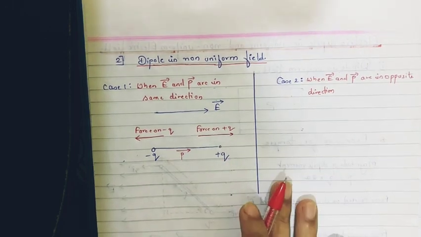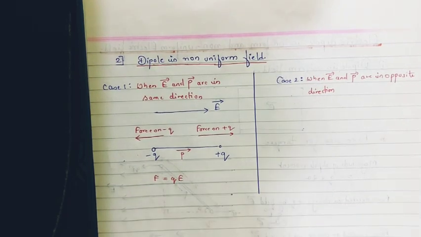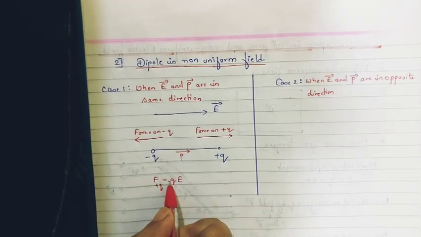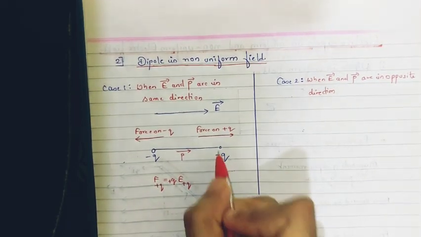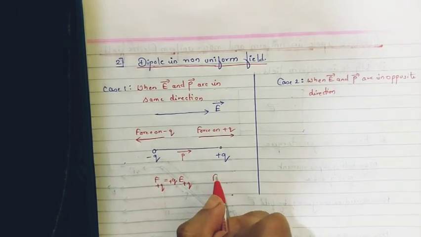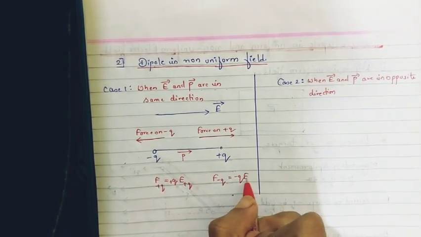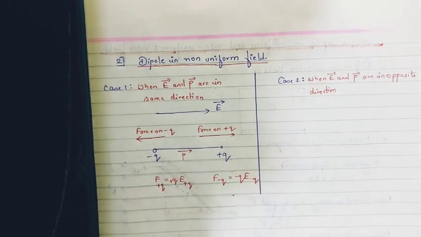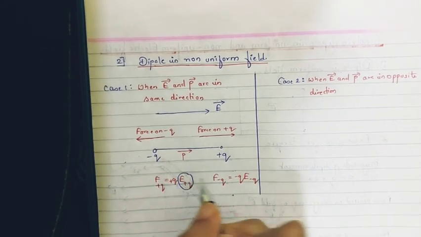So what is the formula for the force? Force is given by Q into E. So force on plus Q will be equal to plus Q into the electric field at the position of plus Q here, correct? And force on minus Q is going to be minus Q into the electric field at the location of minus Q. Now if you see, the charges are equal and opposite, correct? But the only thing different over here is E at plus Q and E at minus Q. This is the term which is different.